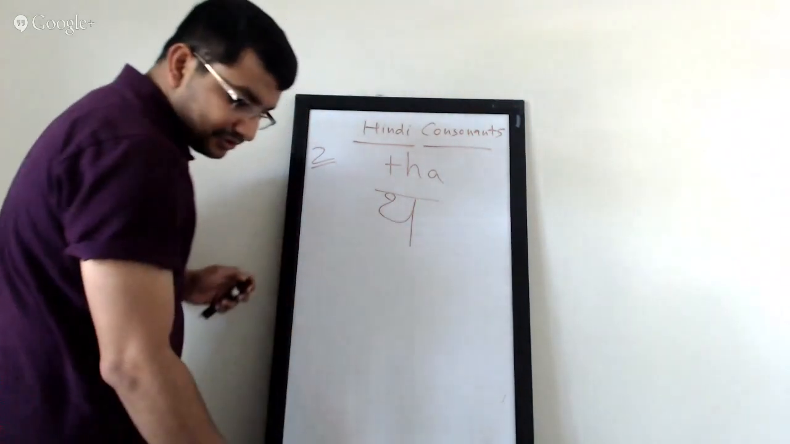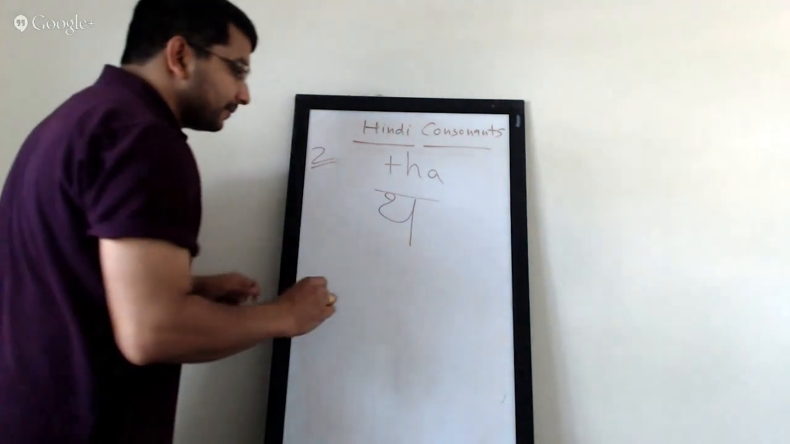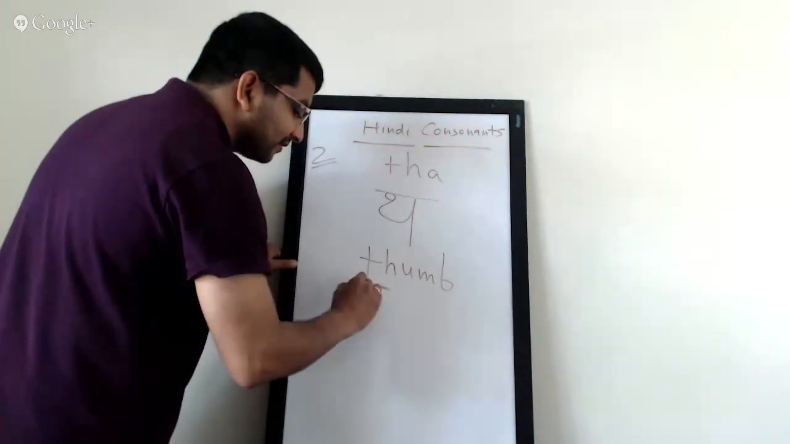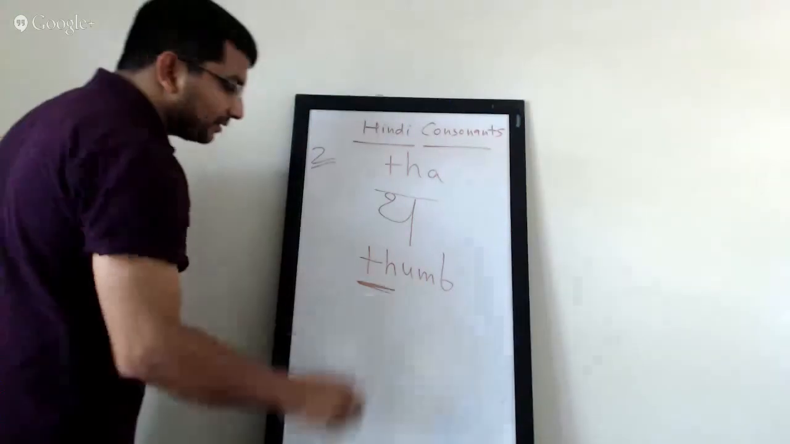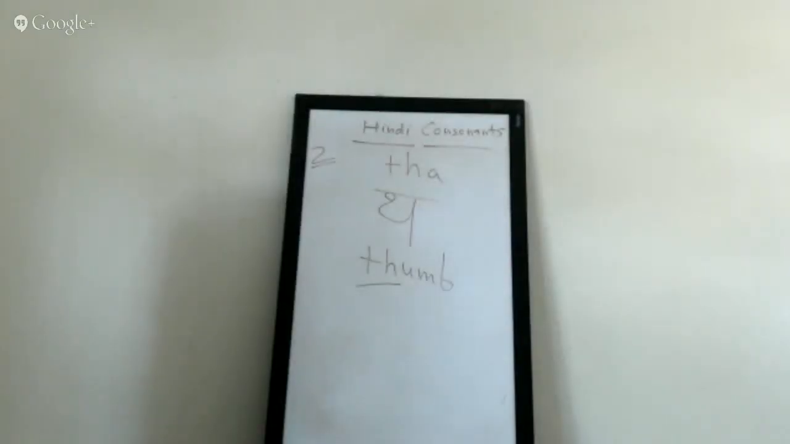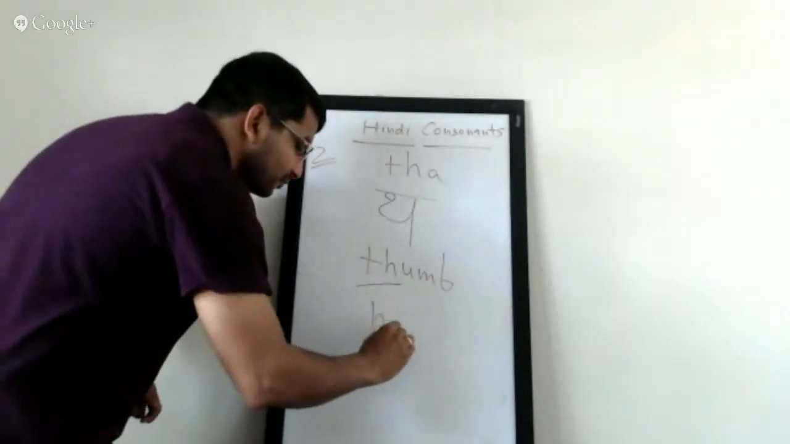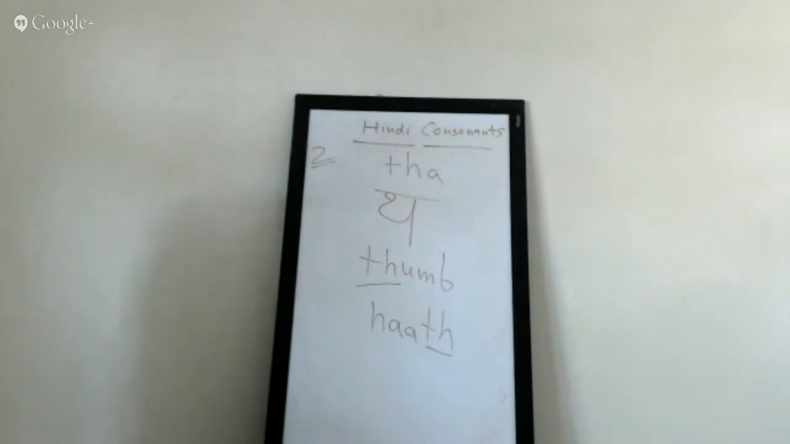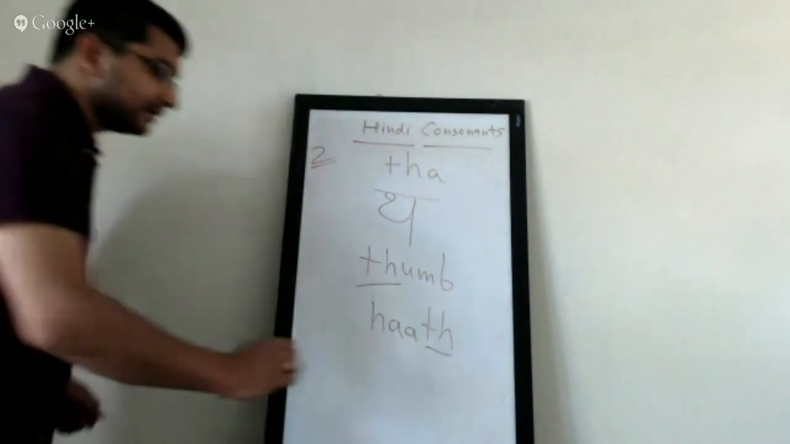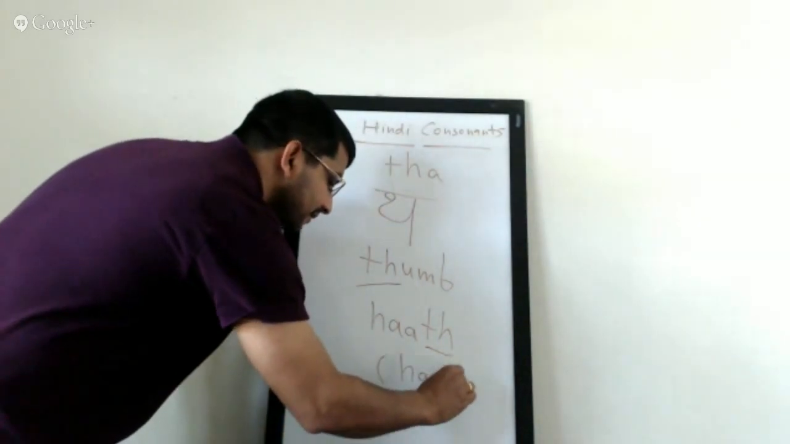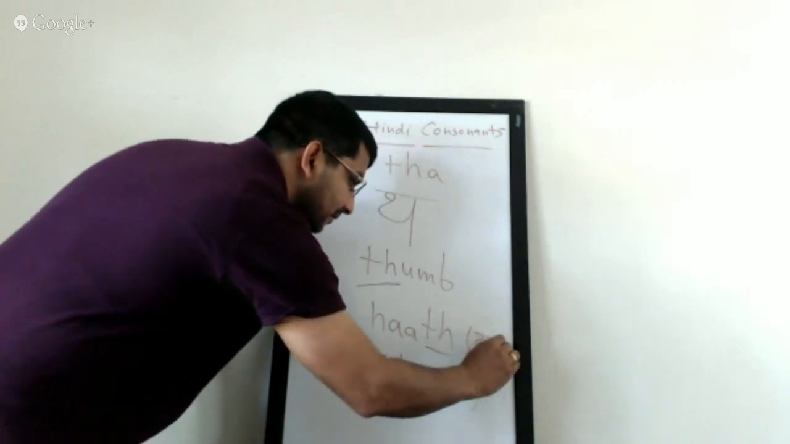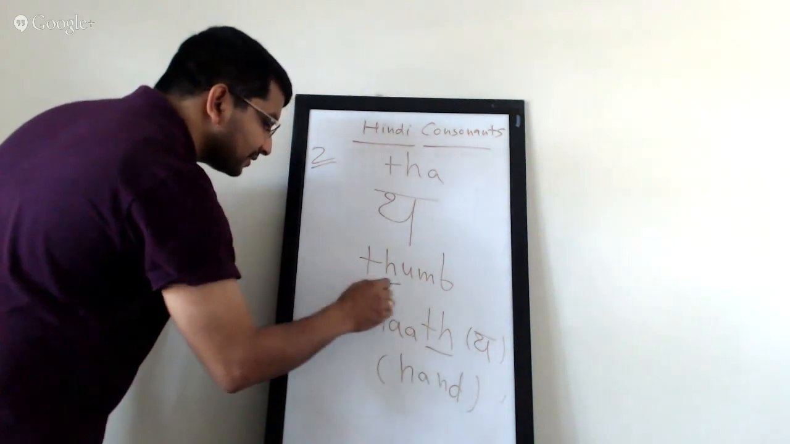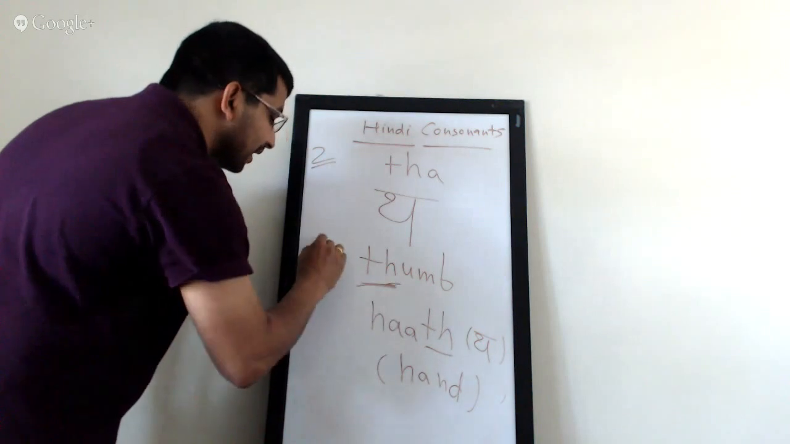So now let's look at examples of th. Thumb, th. In thumb, we are using the th sound. Thumb. Okay. In Hindi, if you say hath, anybody can guess and write down in the comment box. Hath means hand in Hindi, hand. So this sound is th toward the end. This is ha, but this is th. So that's th. In thumb, the first letter that we have is th.